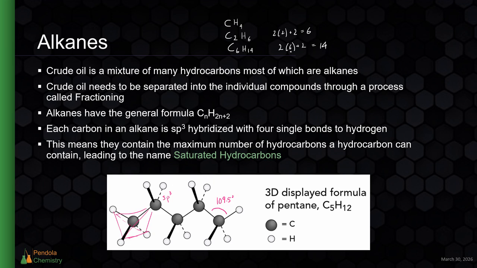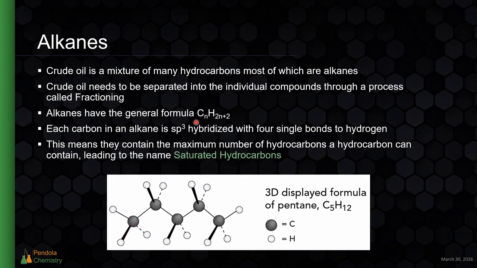That means that they're going to contain the maximum number of hydrogens on the carbons that we can possibly have. That's why a lot of the time alkanes specifically are known as saturated hydrocarbons. They're saturated with hydrogen. They have the most hydrogen that they can possibly hold. So just be aware that anytime you hear the word saturated hydrocarbon, what this means is an alkane, because it's a hydrocarbon that has the most hydrogens possible on the carbons. And so it's saturated with hydrogen. All right?